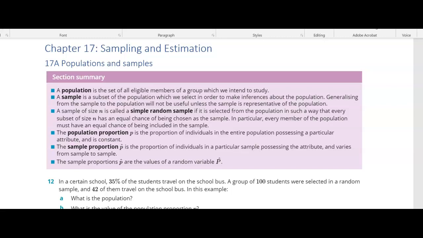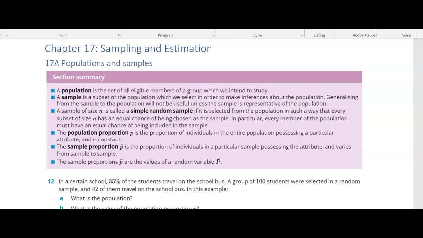The third dot point, a sample of size n is called a simple random sample if it is selected from the population in such a way that every subset of size n has an equal chance of being chosen as the sample. So in particular, every member of the population must have an equal chance of being included in the sample. So you choose people at random.